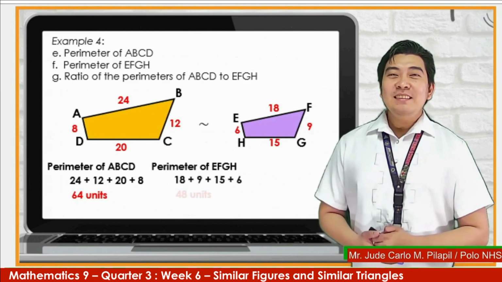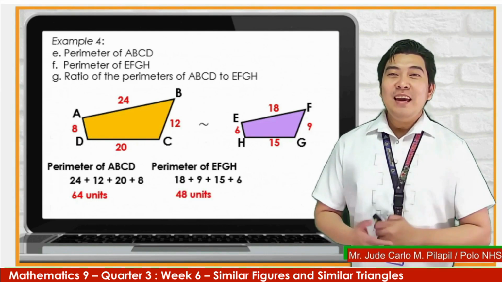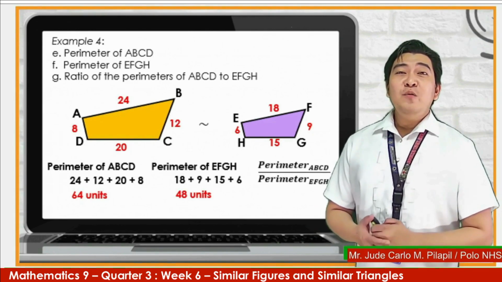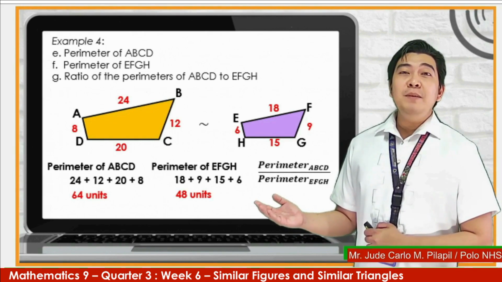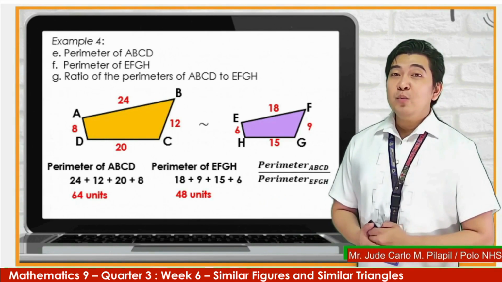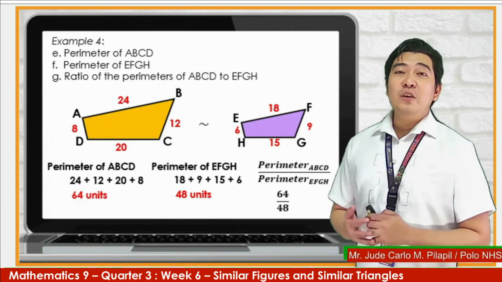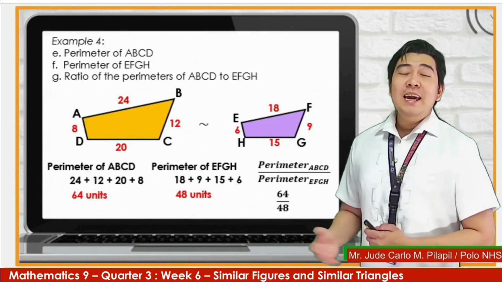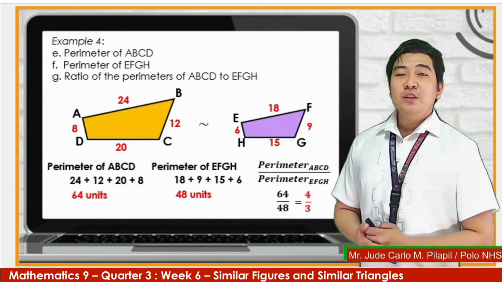Adding the sides, that will be 48 units. The last question, we need to find the ratio of perimeter ABCD over perimeter EFGH. The result will be 64 over 48. And if we simplify this fraction, it is equivalent to 4/3.